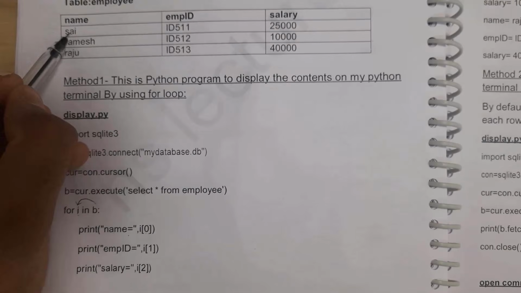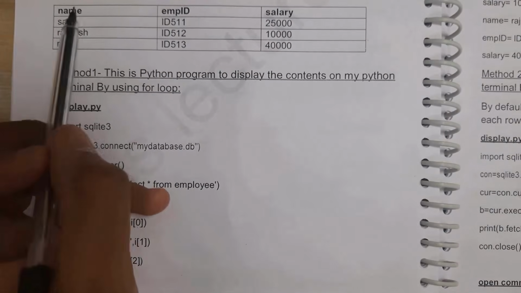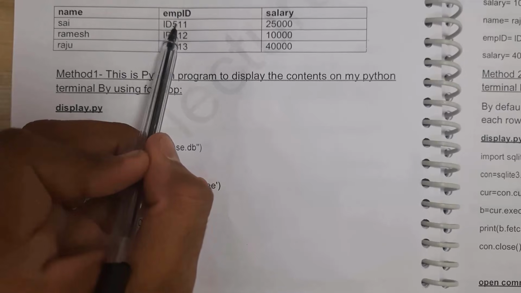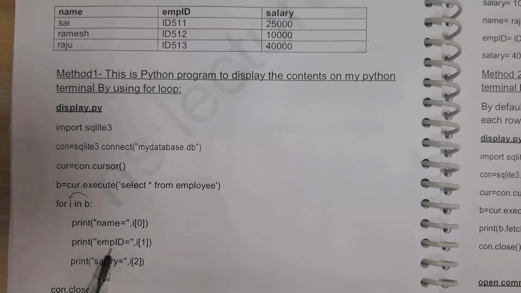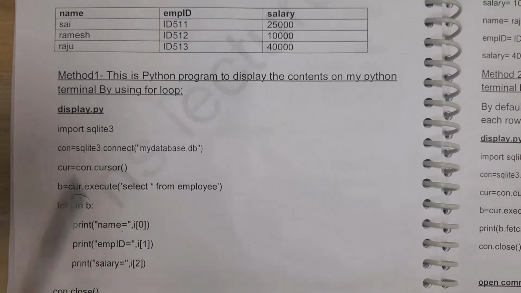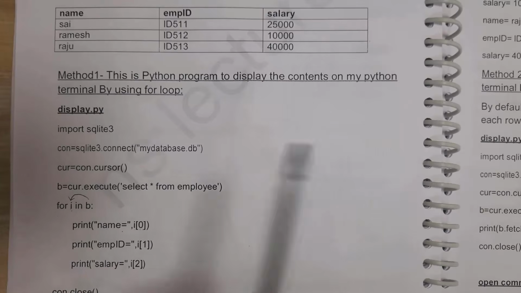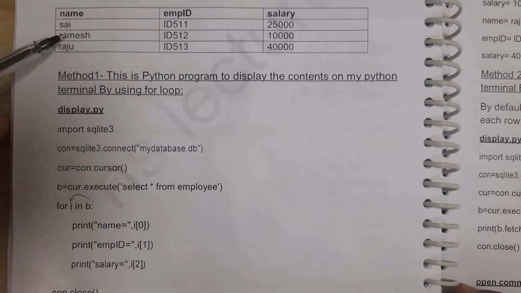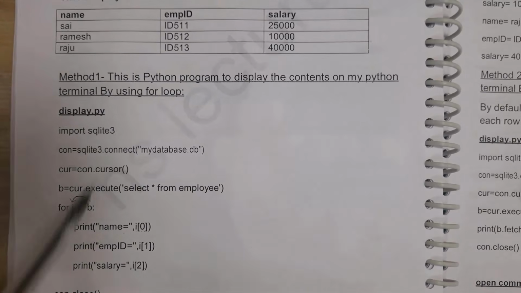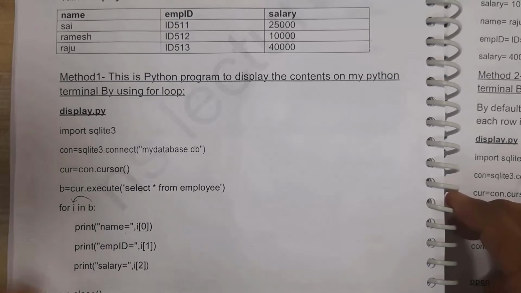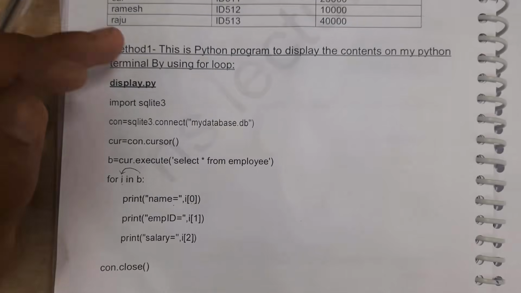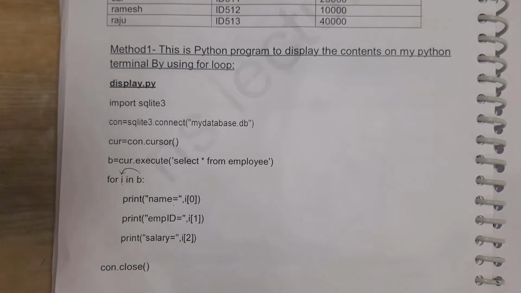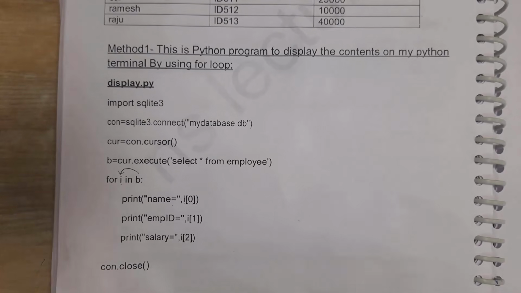This is i of 0, i of 1 and i of 2. i of 0 is the first column, i of 1 is the second column and i of 2 is the third column. So I will get output name Sai, employee ID 511 and salary equal to 25,000. Similarly, it will print name equal to Ramesh, employee ID equal to 512 and salary equal to 10,000. So whenever I run this code, I will get output. This is my output. After performing all these operations, at last we need to close our database. So just write here connection.close.